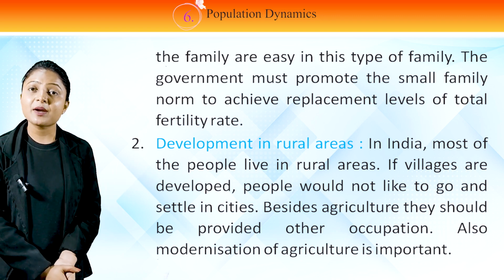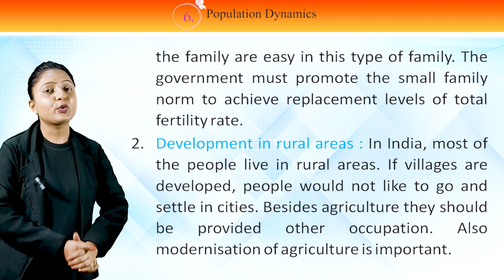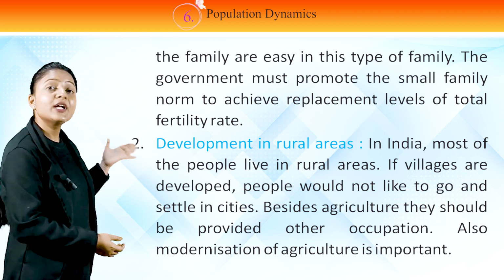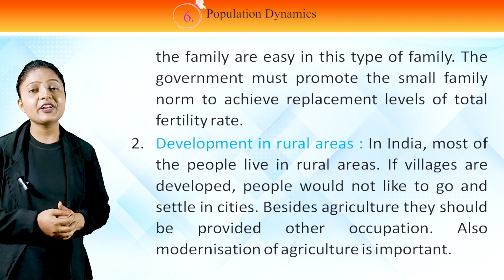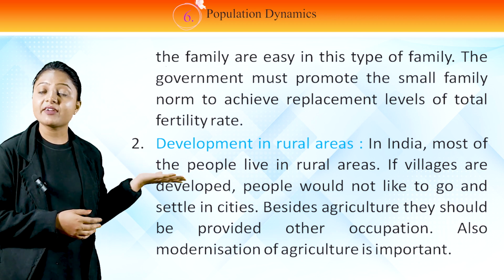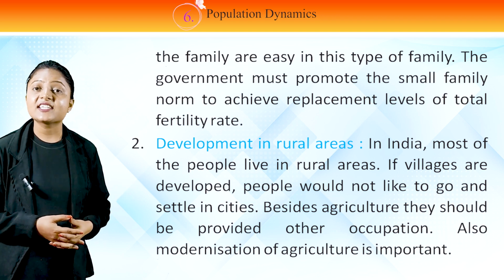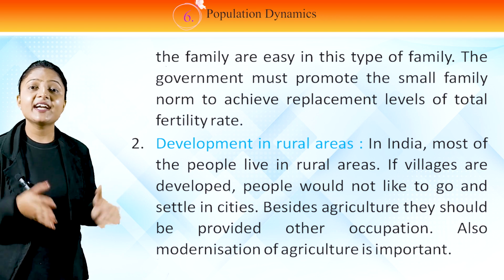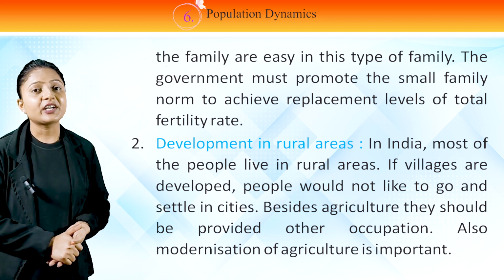The government must promote the small family norm to achieve replacement levels of total fertility rate. Number 2. Development in rural areas. In India, most of the people live in rural areas. If villages are developed, people would not like to go and settle in cities. Besides agriculture, they should be provided other occupations. Also, modernization of agriculture is important.